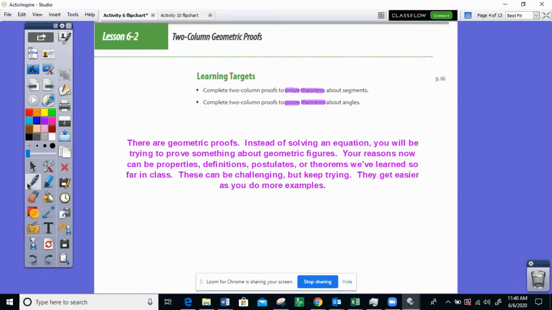Since all of these are going to be geometric proofs, instead of solving an equation, we're going to prove something about geometric figures. This is a review from activity 6-1. The reasons that we'll know that the statements we're making are true are either going to be properties, definitions, postulates, or theorems. We're going to look at some examples and then step it up to fill-in-the-blank proofs. By the end of this activity, we'll be doing two-column proofs where we do the whole proof ourselves.